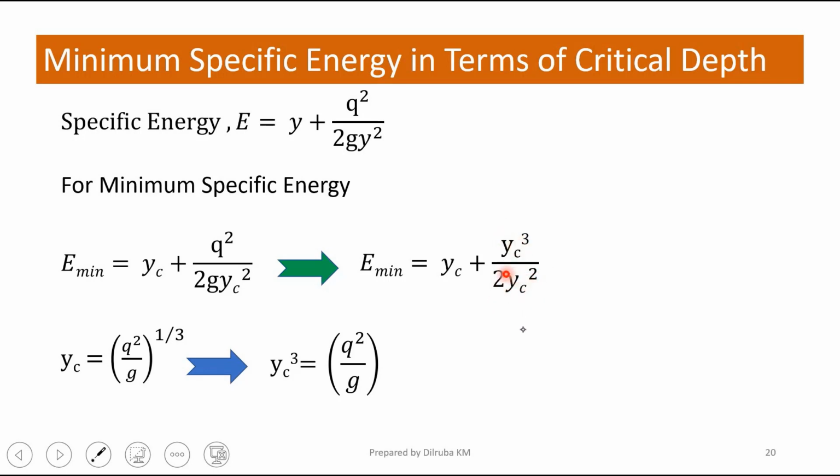Yc cube and Yc squared get cancelled and there will be only Yc left on the numerator. So the equation will be E minimum is equal to Yc plus Yc by 2, which is 1.5 Yc, or it can also be written as 3 by 2 Yc. This is the equation for minimum specific energy in terms of critical depth. So minimum specific energy is 1.5 times the critical depth.